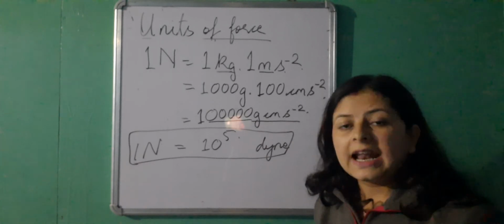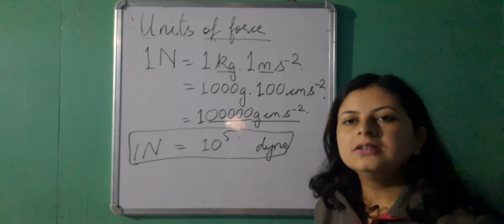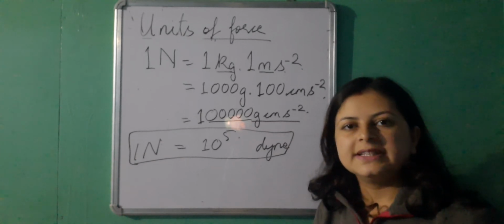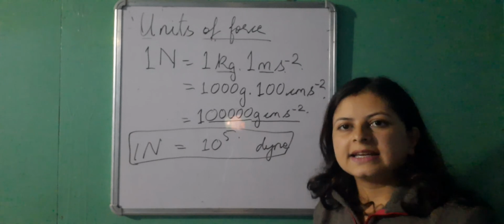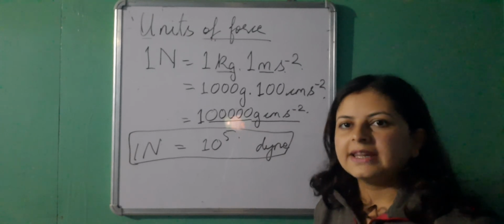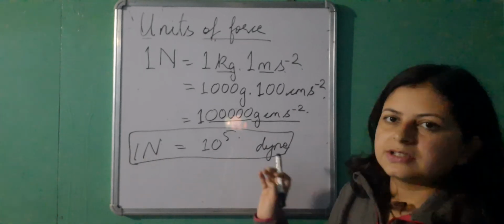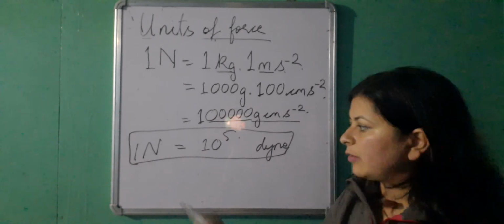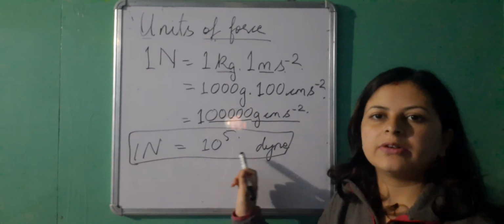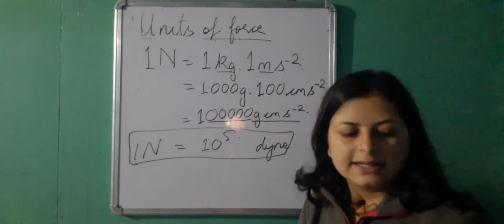Lastly, we finished the class with learning the 2 units of force. Firstly, in the CGS system, which is dyne. Secondly, in the SI system, that is Newton. And then we also established a relationship between Newton and dyne, where 1 Newton is equal to 10 to the power 5 dyne. That is all for today's class.